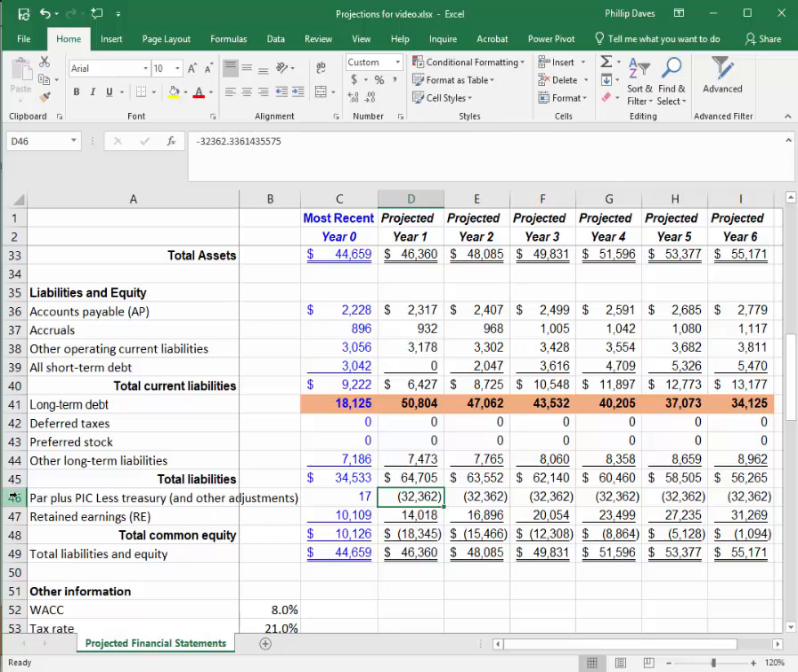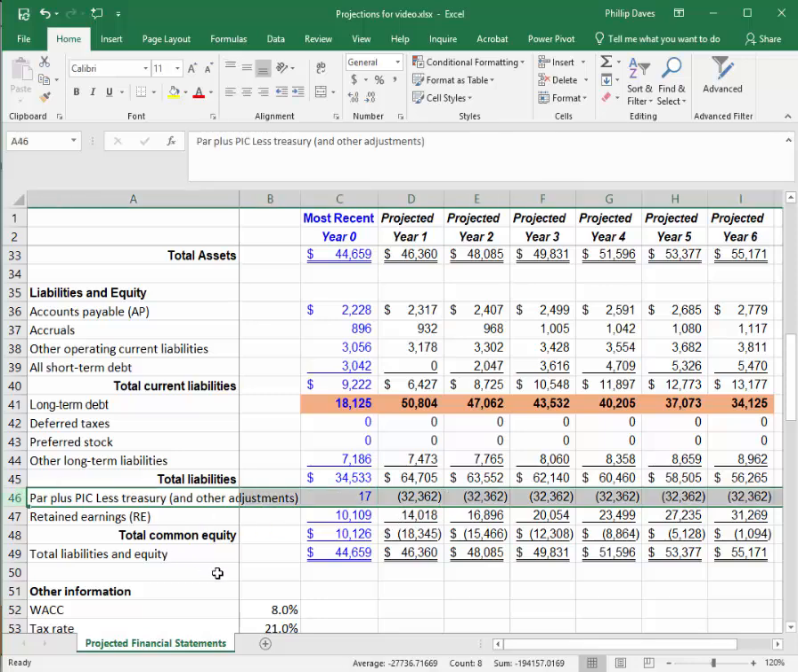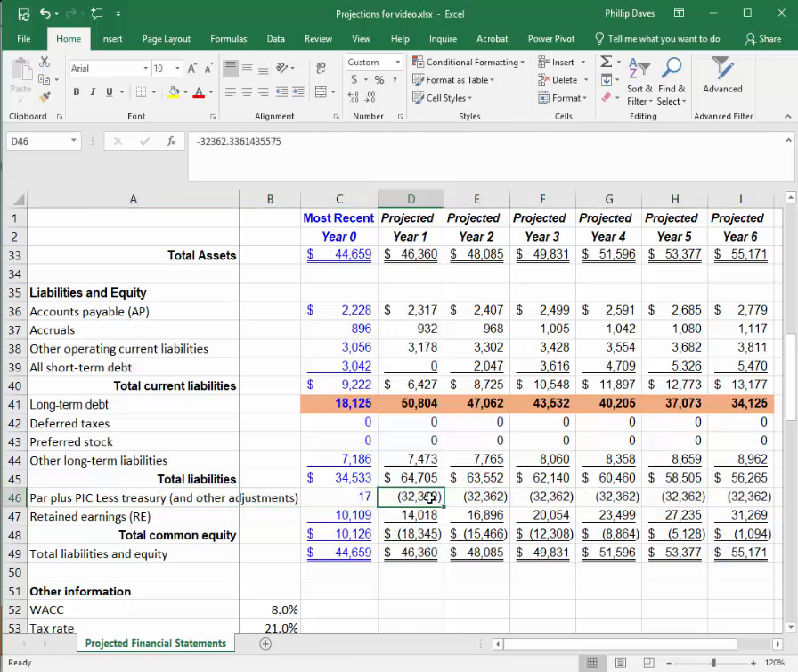And notice this line item here, par plus paid in capital less treasury. When you subtract off the treasury stock, it becomes a big, huge negative number, which is the $32,362 million that they essentially used to repurchase stocks. And what that leaves is a negative total common equity figure. That's not a bad thing.